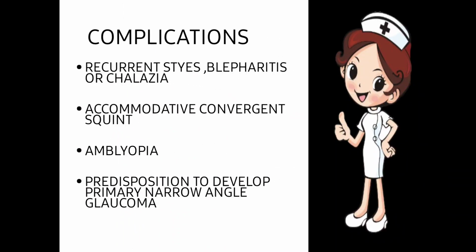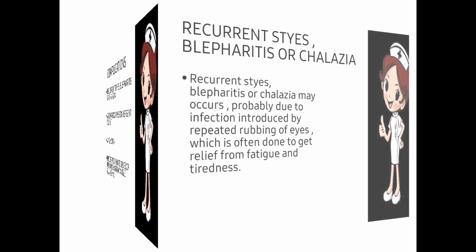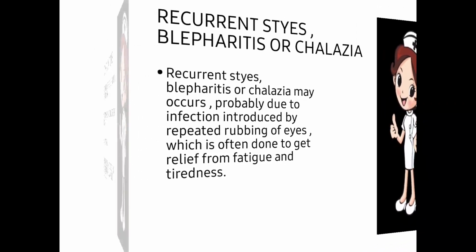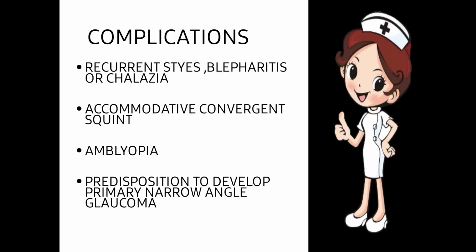Complications. Now what are the complications of hypermetropia? First one is recurrent stye. Stye occurs again and again. Next one is blepharitis, and third one is chalazion. Okay, this one is the first complication. Second one, accommodative convergent squint. Third one is amblyopia. Fourth one is predisposition to develop primary narrow angle glaucoma.